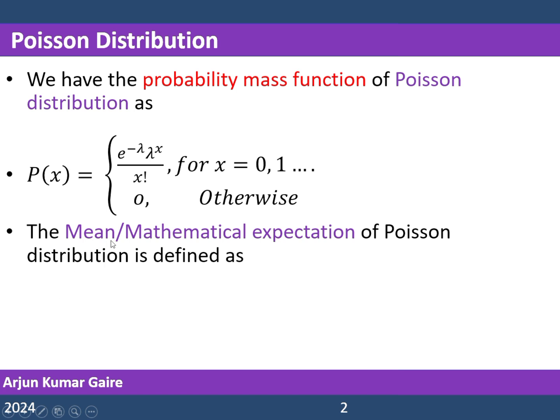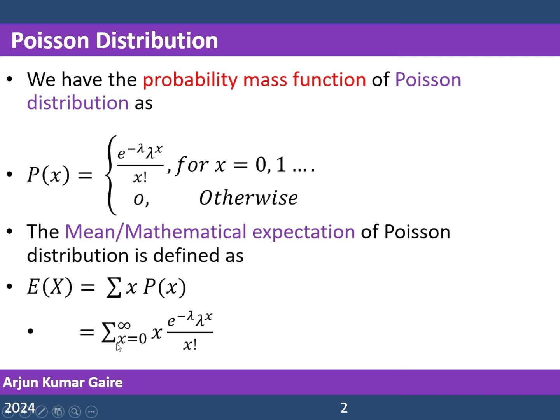For the mean, or the mathematical expectation, of this Poisson distribution, we have the formula: expected value of the random variable x is equal to the summation of x times p of x. This is the formula of mathematical expectation, or simply the arithmetic mean, of the random variable having the probability mass function p of x. For the Poisson distribution, we have this probability mass function. After substituting the value of p of x in this equation, we get the expression: the sum over x ranging from 0 to infinity of x times the probability mass function.